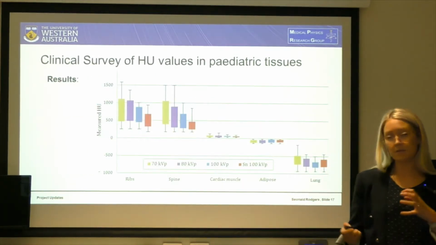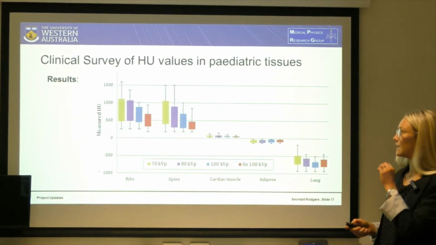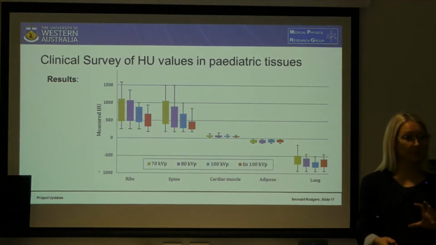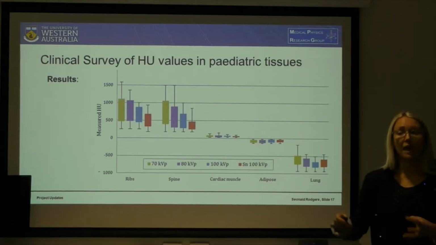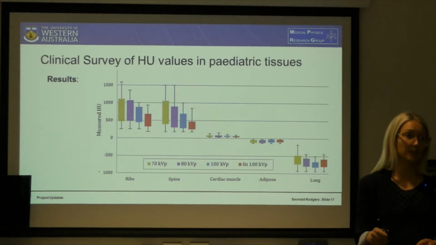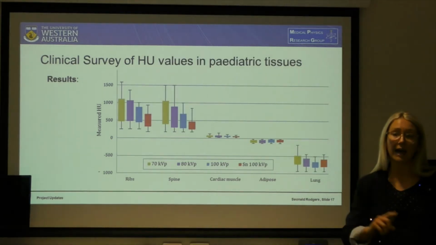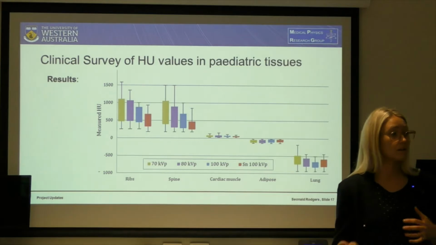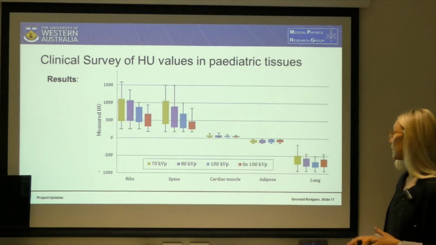The results of the measured Hounsfield units are displayed here. You can see I've got lots of data for the range of Hounsfield units that appear clinically in different structures within patients, but also for different energies. So I can see how the Hounsfield units change from the low kVp compared to the heavily filtered tin kVp.